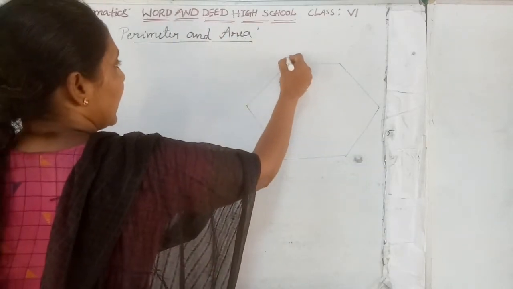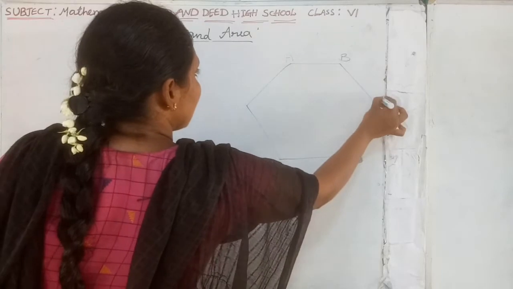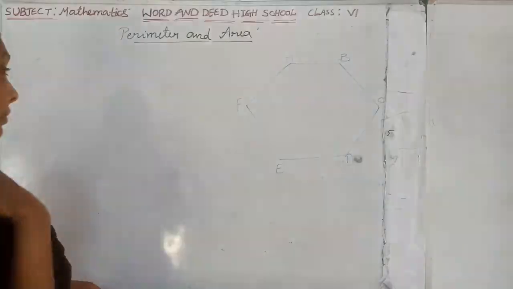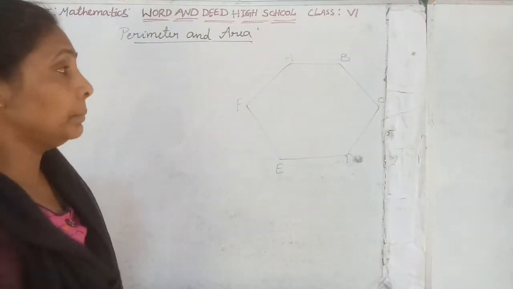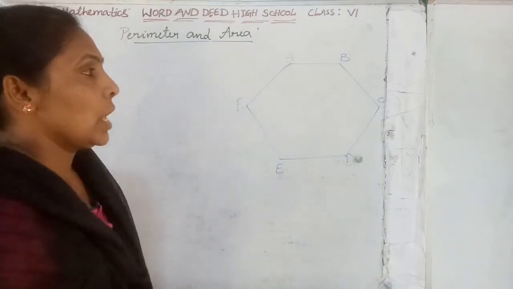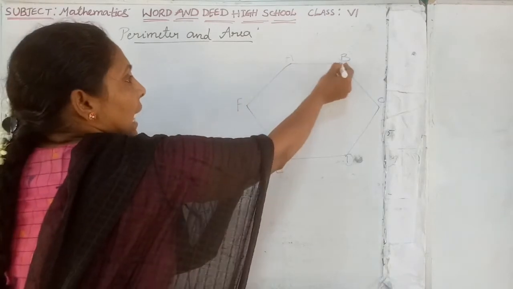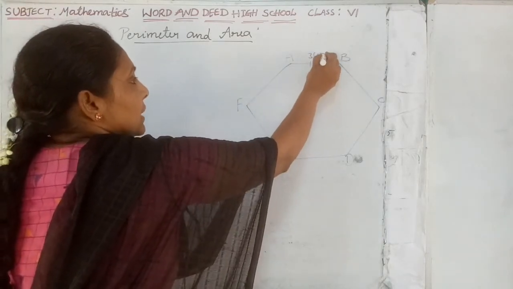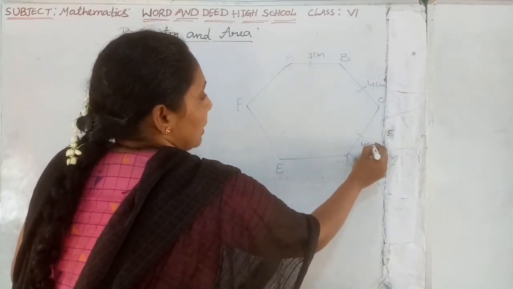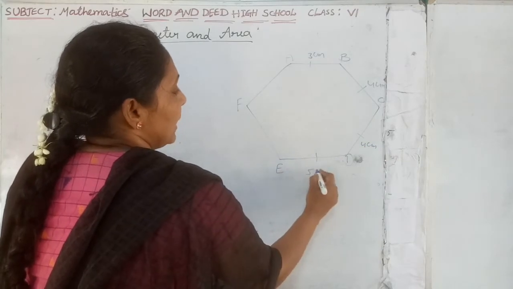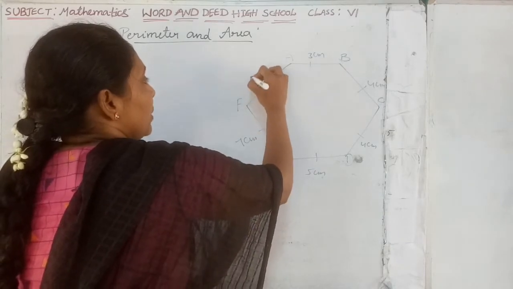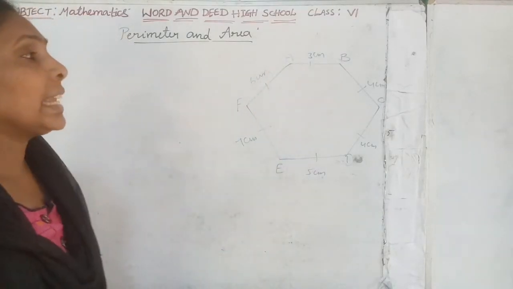A, B, C, D, E, F. So in this figure, how many sides we have, children? 1, 2, 3, 4, 5, 6. So 6 sides we have, children. Suppose AB 3 centimeters, BC 4 centimeters, CD 4 centimeters, DE 5 centimeters. Suppose EF is 7 centimeters, FA 6 centimeters. So 6 sides we have.